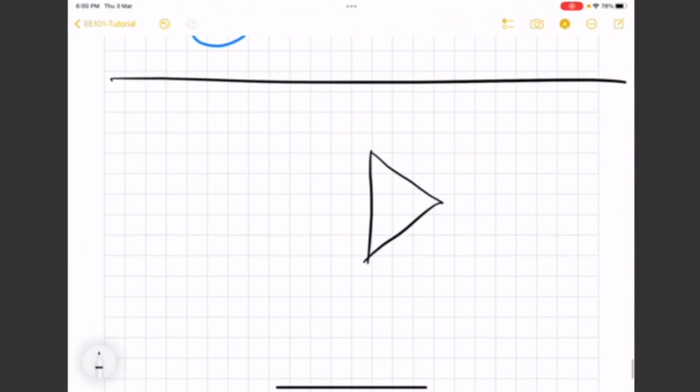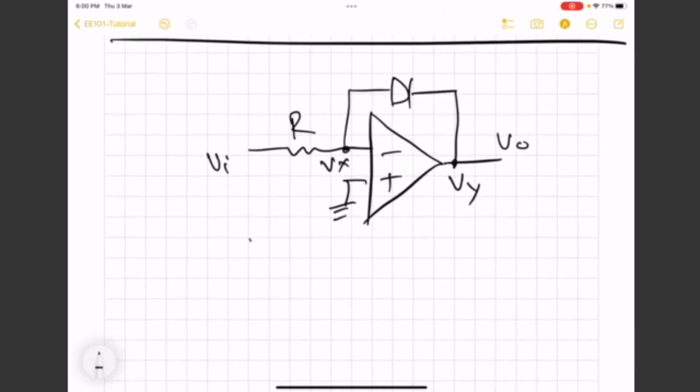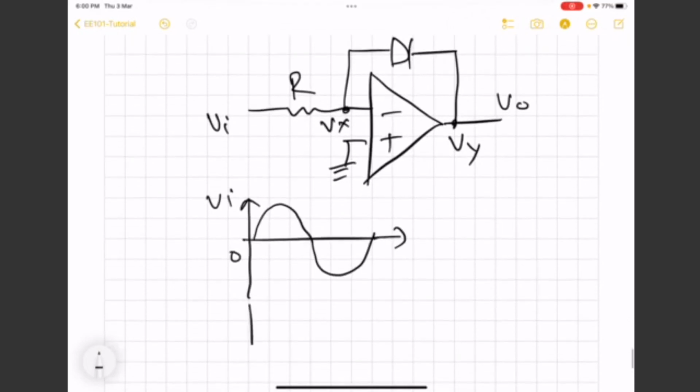Now we can see the different version of this. So here we can reverse the orientation of diode. So we again have sinusoidal input. So can you now tell what will be Vx?